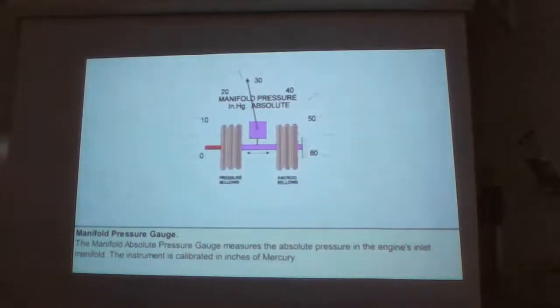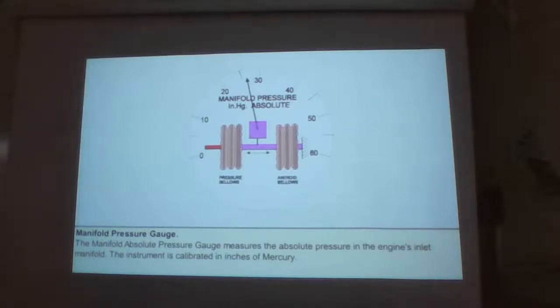The manifold absolute pressure gauge of a piston engine uses two bellows to measure both ambient atmospheric pressure and the pressure in the inlet manifold. Note that this gauge measures absolute pressure and is calibrated in inches of mercury. When the engine is running, this gauge may indicate less than atmospheric pressure.